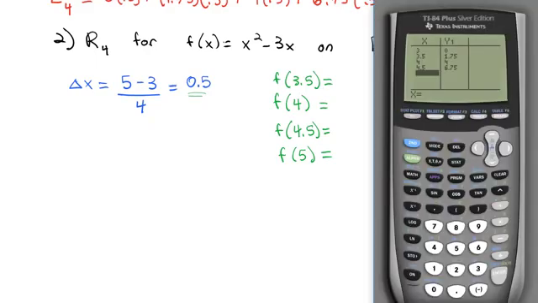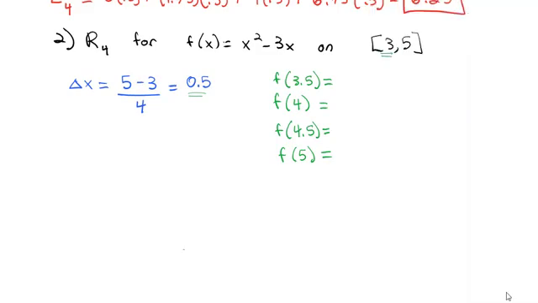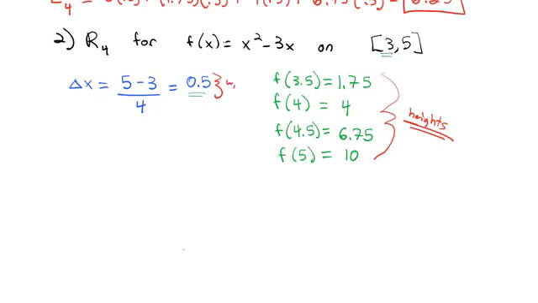Again, we'll have our calculator do all the work for us. We've already got 3.5, 4, and 4.5 in there. That's nice. We just need to figure out what 5 is. 5 hits at 10. So if we fill in, f of 3.5 was 1.75. f of 4 was 4. f of 4.5 was 6.75. And f of 5 is 10. And again, what we've done is we have found the heights of our 4 rectangles. And delta x is the width of the 4 rectangles.